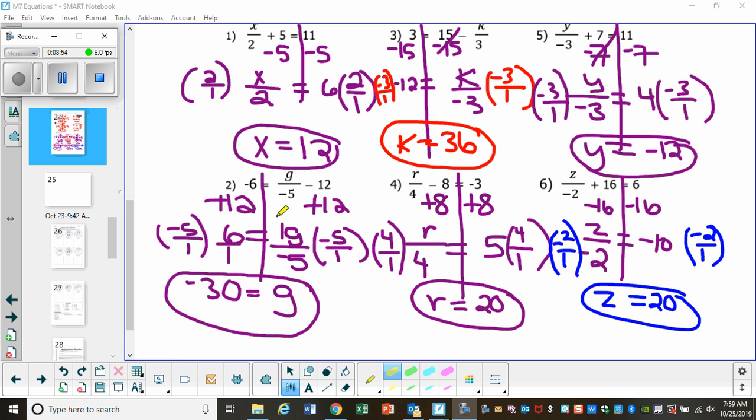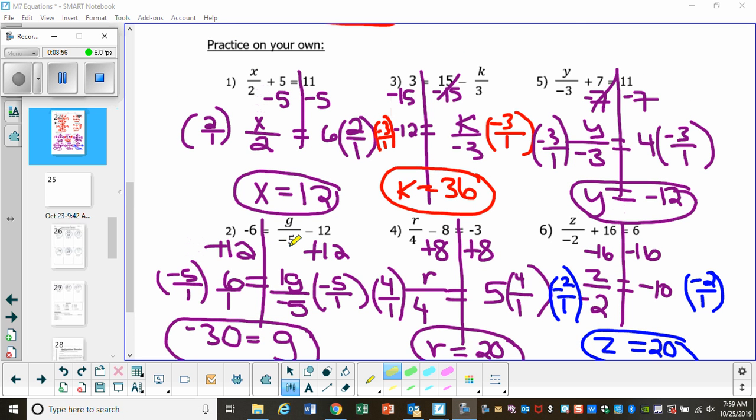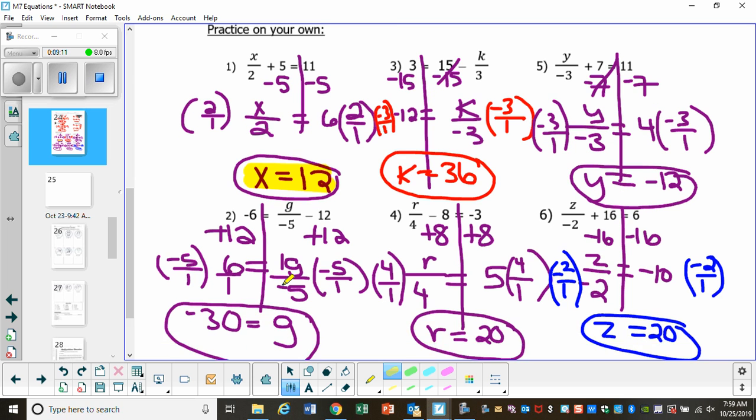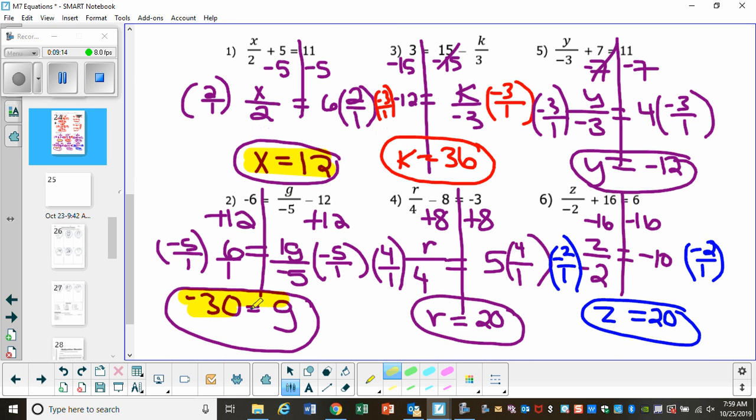Okay, so now you should have had enough time to practice on your own, so let's go over the answers. Luckily for you, for these 6 examples, you did not have to check. However, if you wanted to check, remember, that's always a great strategy, okay? So number 1, you should have gotten x equals 12. For number 2, you should have gotten -30 equals g, or g equals -30.